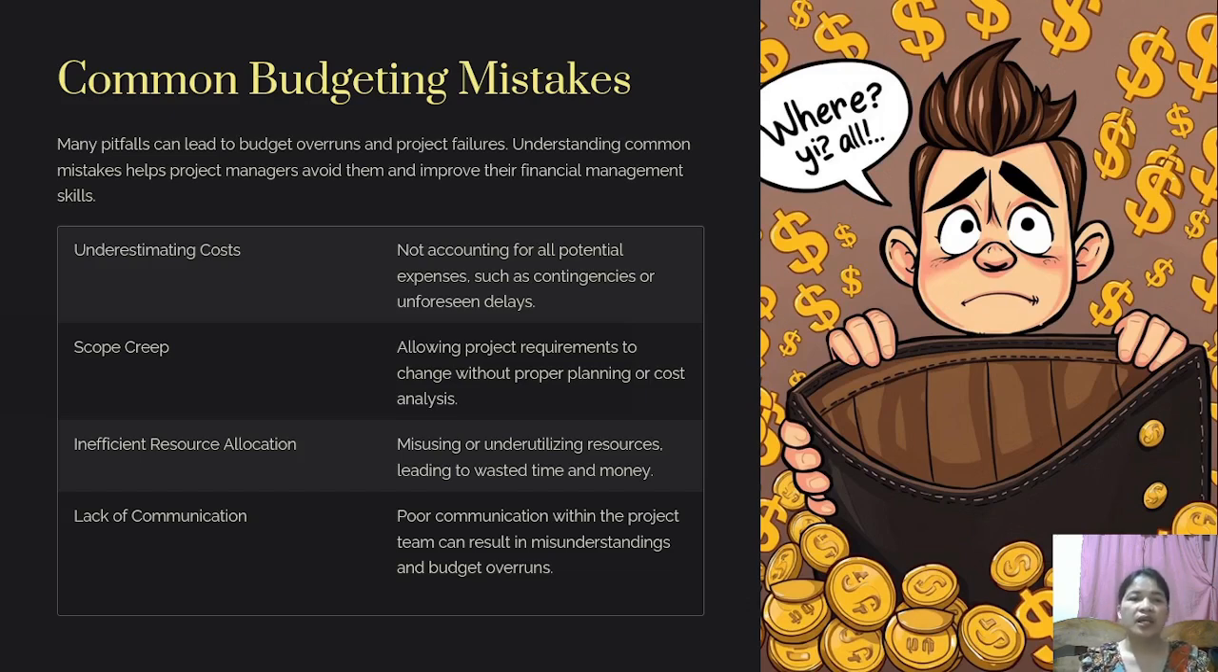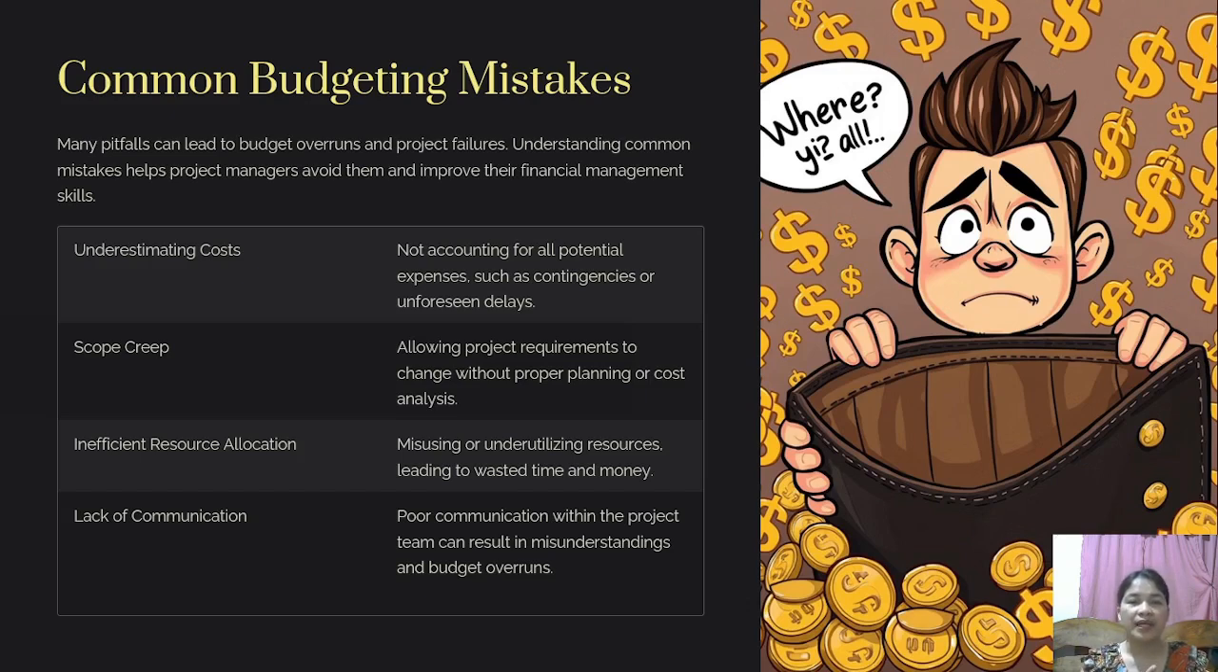Number three is inefficient resource allocation, misusing or underutilizing resources, leading to wasted time and money. For example, you're assigning a senior engineer to complete a minor task that could be handled by a junior staff. Because of that, there will be an increase of labor cost.